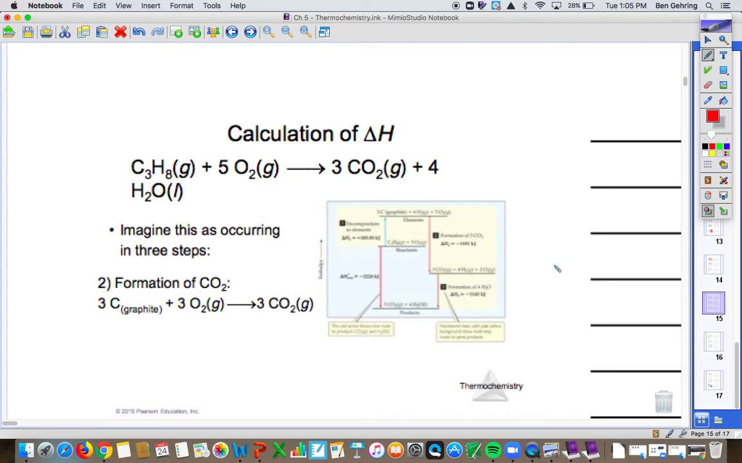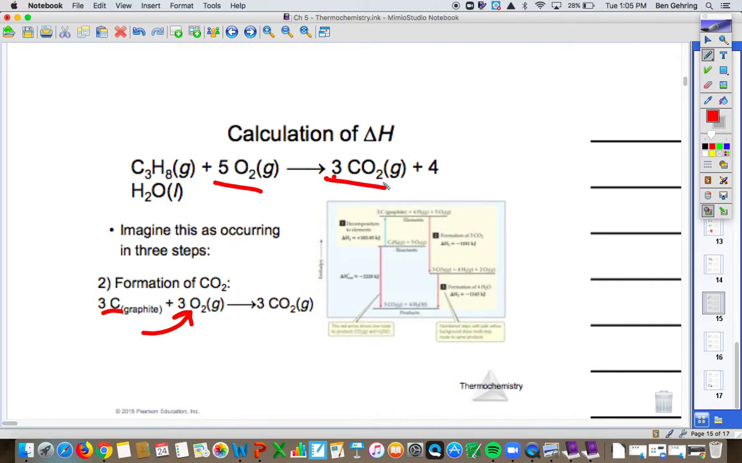So we took those 3 carbons from step one and we added them to 3 oxygens, which were present up here, and we have 3 carbon dioxides now. That's step 2, which gives us our 3 CO2s over here.